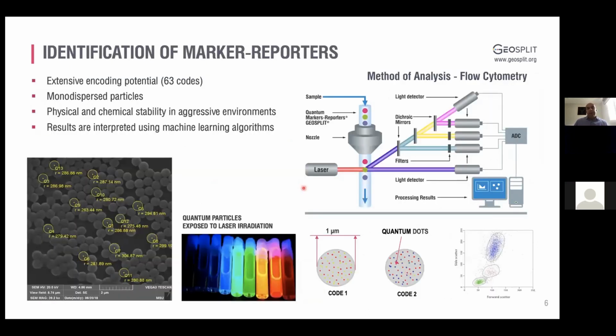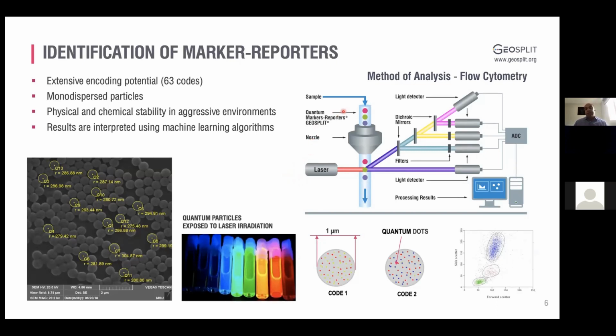So just quickly explaining the analytical method that we use. As I mentioned, it's flow cytometry. We adopted that from biotech and medicine, where this method is used to analyze different human cells, like blood cells, in a quest to diagnose diseases, etc. So we use the same concept.